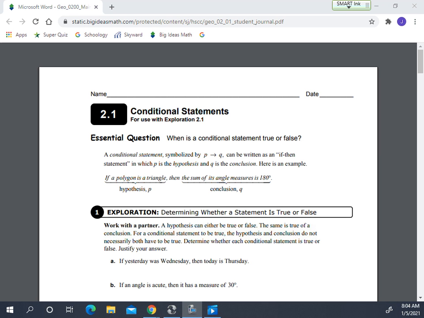Okay, it's the start of chapter 2. We're talking about conditional statements. This is really the beginning of proofs here. So chapter 2, we can start introducing proofs.